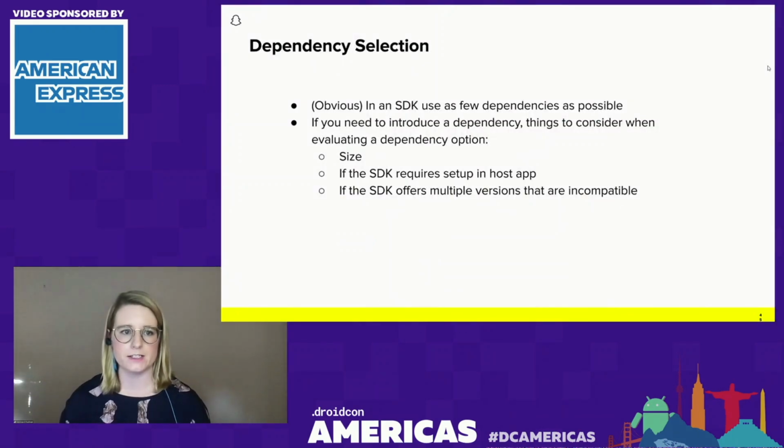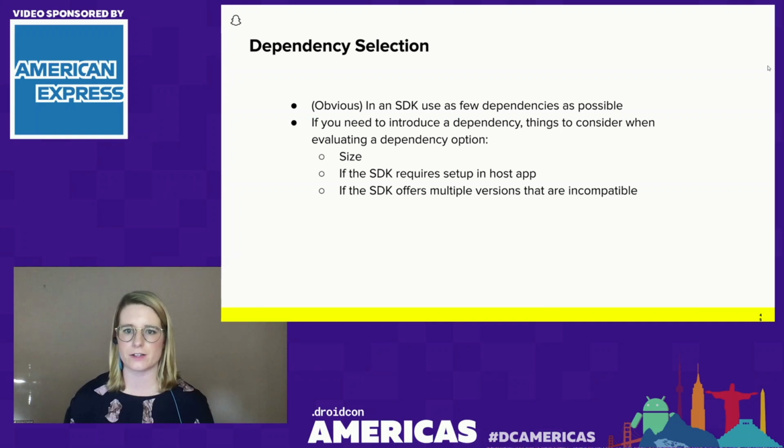So again, dependency selection is tricky. Obviously, you want to use as few dependencies as possible. With each dependency you introduce, it becomes more likely that apps will run into conflicts when trying to use your SDK. But there are cases where you should use a dependency, like image and video handling in StoryKit. And so if you're choosing a dependency, try to look out for these things.